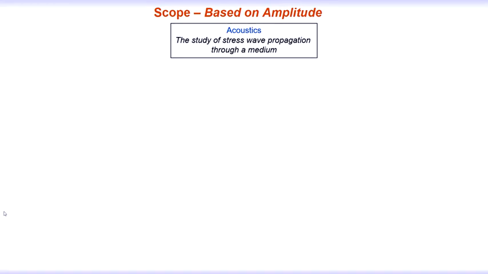Sound can vary in amplitude and in frequency. We'd normally think of acoustics as sound propagating through air, but we can also have sound propagating through other media, such as water or solid materials. Formally, acoustics is the study of propagation of stress waves through a medium.